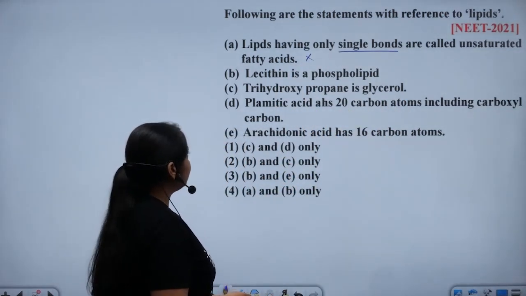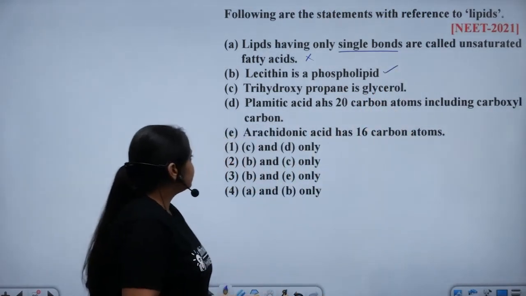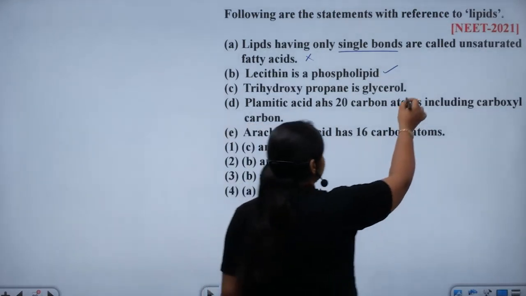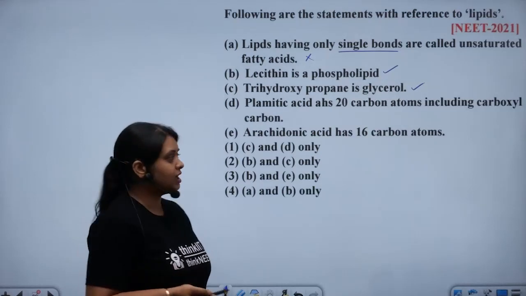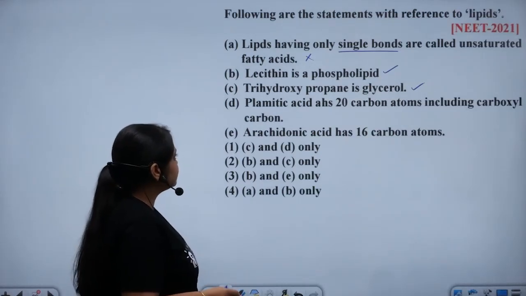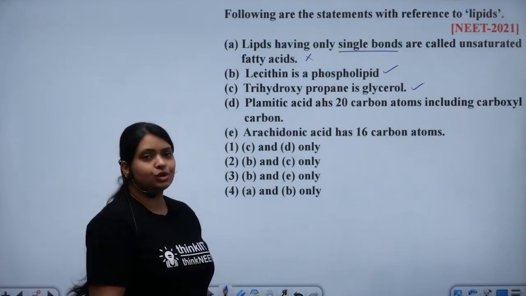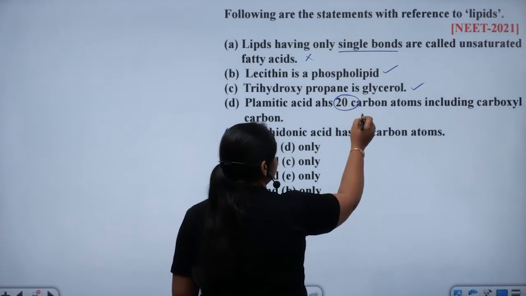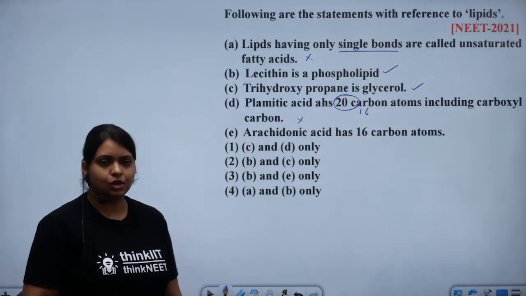B, lecithin is a phospholipid. Yes, it is a phospholipid. C, trihydroxypropane is a glycerol. Yes, it is a glycerol. So this is also a correct statement. D, palmitic acid has 20 carbon atoms including carboxyl carbon. Actually they do not have 20 carbon atoms, they have 16 carbon atoms. So that's why this will be incorrect.